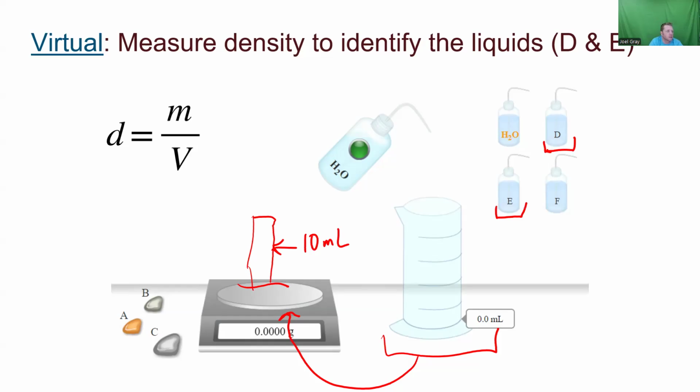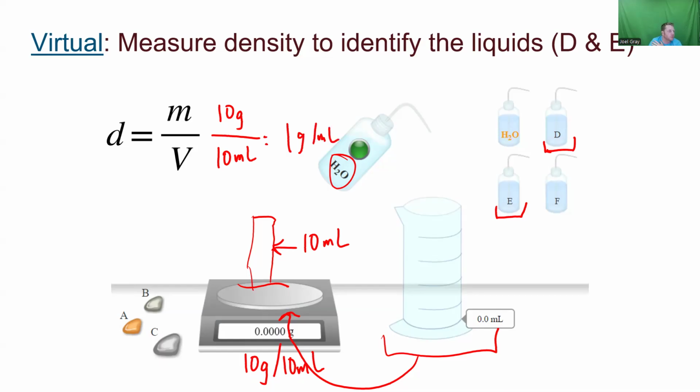So we take the water, we'd add it to 10 milliliters, and we'd see that the mass is 10 grams per 10 milliliters. Because if you do 10 grams divided by 10 milliliters, well, 10 divided by 10 is the same as 1. Okay, 1 gram per milliliter.